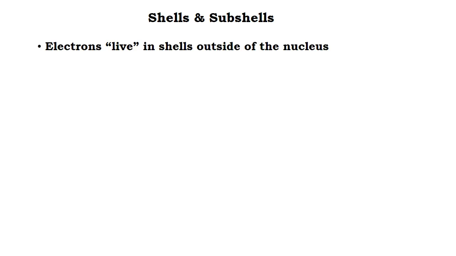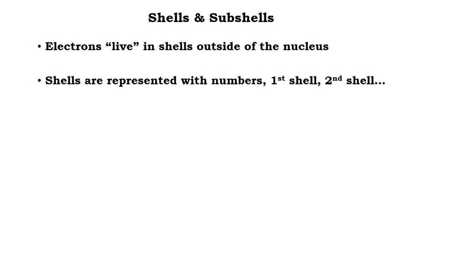Electrons live in shells that are outside of the nucleus. They surround the nucleus. Consecutive shells go further and further away from the nucleus. They get larger and larger. They're represented with numbers. So there's a first shell, which is the closest to the nucleus, and a second shell, which is further from the nucleus, followed by a third shell, etc.